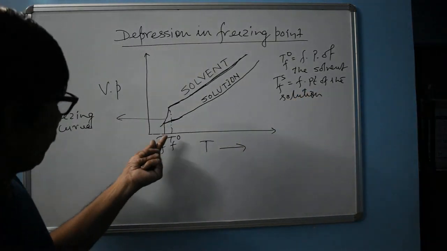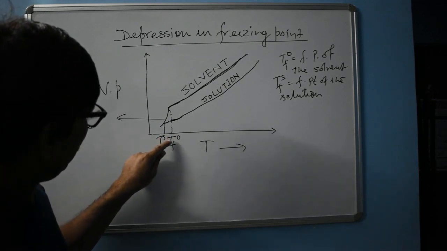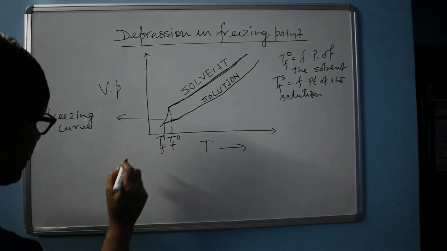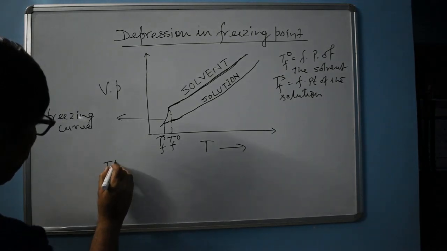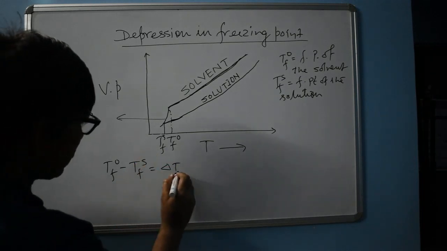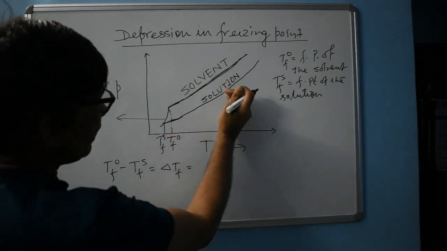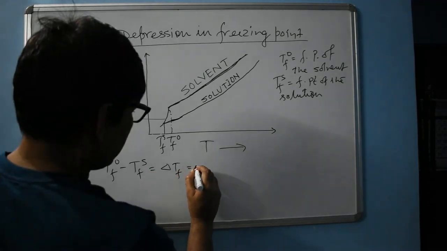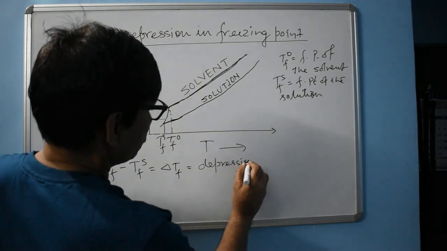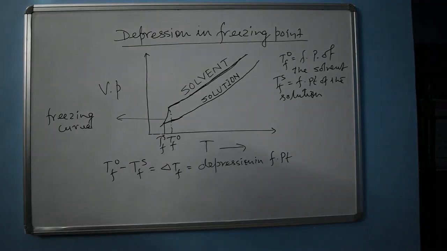So you can see here very easily that the freezing point of the solution is below the freezing point of the pure solvent. And so here Tf naught minus Tfs, that is delta Tf, is the depression in freezing point, that is, the temperature by which the freezing point of the solution is lowered. So this is depression in freezing point.